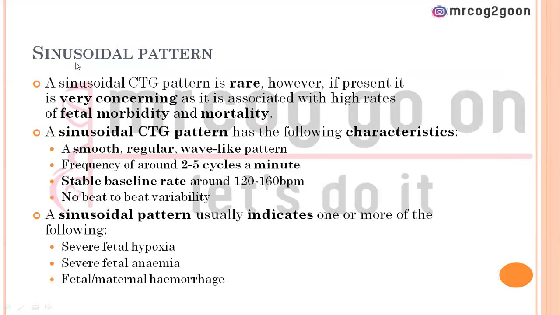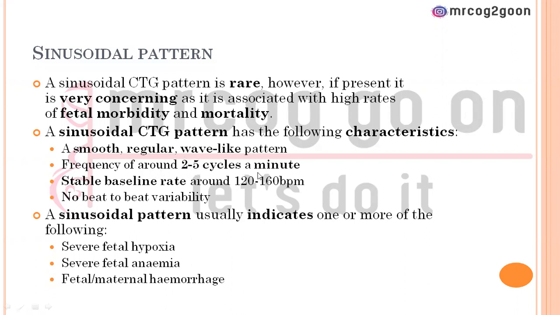Okay, sinusoidal pattern. This is a very rare CTG pattern. This baby has severe hypoxia, severe anemia, or there's fetal or maternal hemorrhage. This baby, you have to go rushing to the OR. This baby has to be delivered immediately. So this is a smooth, regular wave-like pattern.